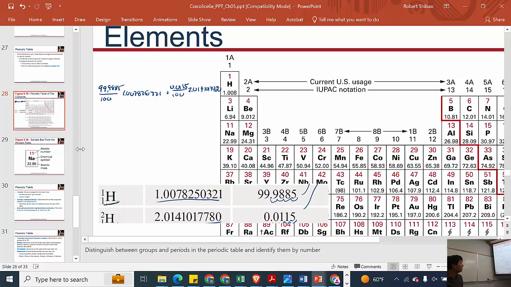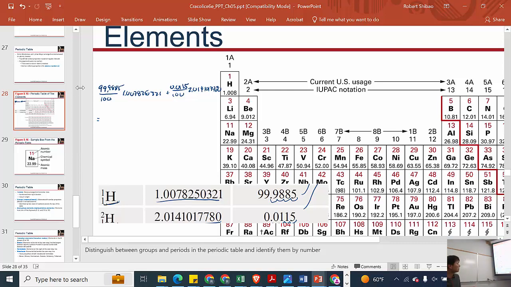All right, since I'm mixing up sig fig rules, I'm going to do the multiplication and division first, on both ends there. I could convert this into decimal form if I want, but I'll just leave it as a fraction. So 99.9885 times 1.00782 50321, divided by 100.